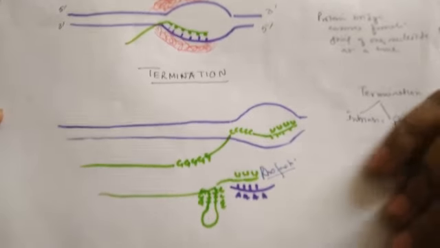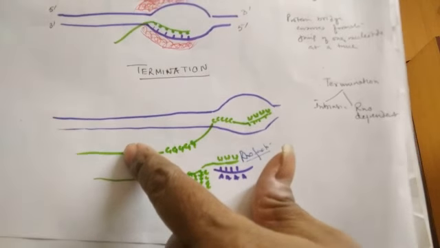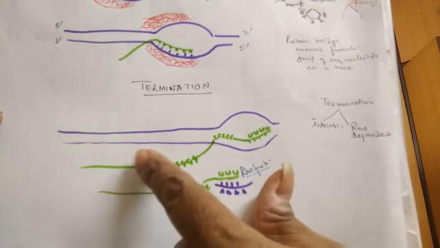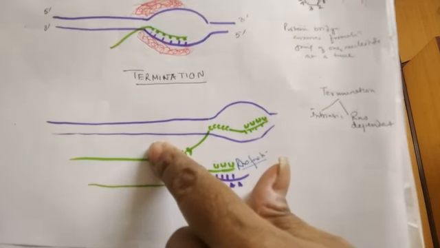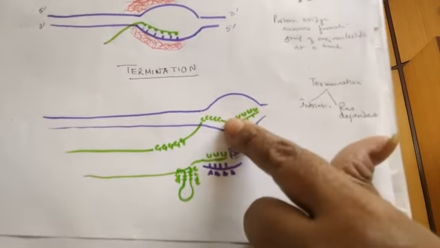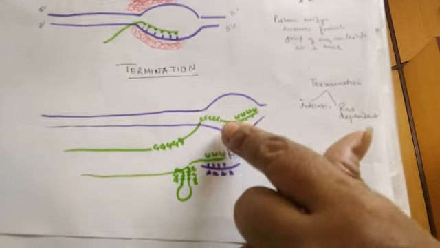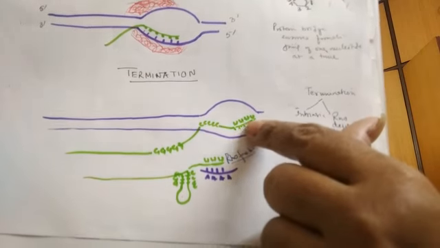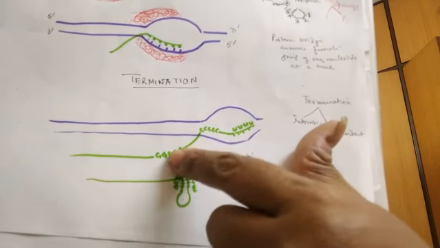Now next is the termination process. In the termination process, this rho factor has ATPase activity, and it releases the RNA polymerase as well as the newly built RNA from the DNA strand. Clear? It separates the newly built RNA from the DNA strands. So this is how the rho factor is helping. It has ATPase activity and helps to separate the newly formed RNA from the DNA strand.